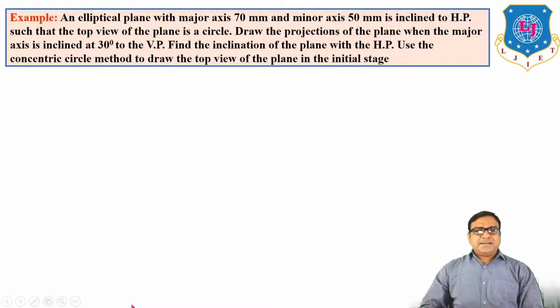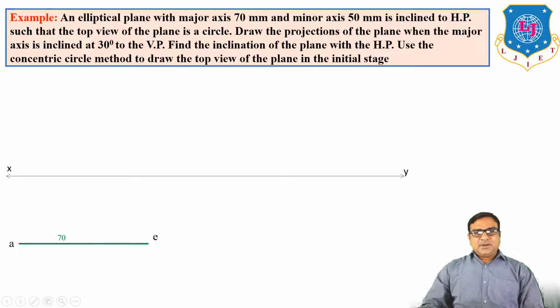So here our object is an elliptical plane and it looks circular in top view. So first of all draw the XY line. First stage of the ellipse is when the plane is resting on HP, perpendicular to VP. So you have to draw one major axis AB 70 mm, O is the midpoint, and from the midpoint draw a vertical line GC, which is the 50 mm minor axis. Once you know the major and minor axis, you can use the concentric circle method to draw the ellipse.